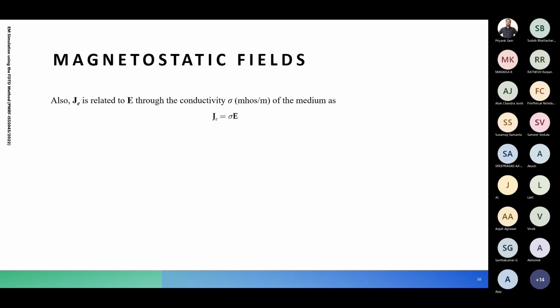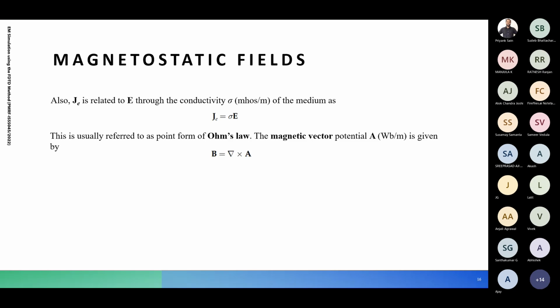Now we can express the current density in terms of the electric field by this point form of Ohm's law, where they are related by J equals sigma times E, where sigma is the conductivity of the medium. And we also have the magnetic vector potential represented by A, and the magnetic flux density is expressed as the curl of A.